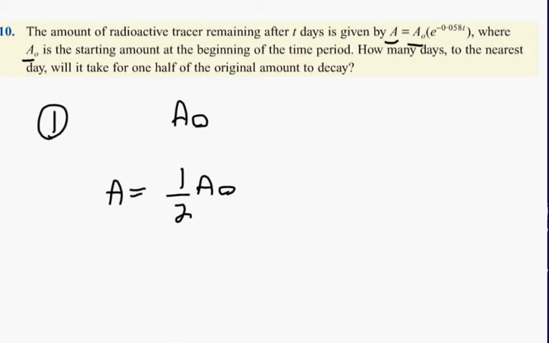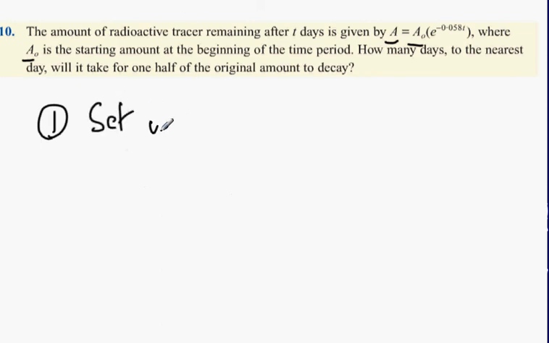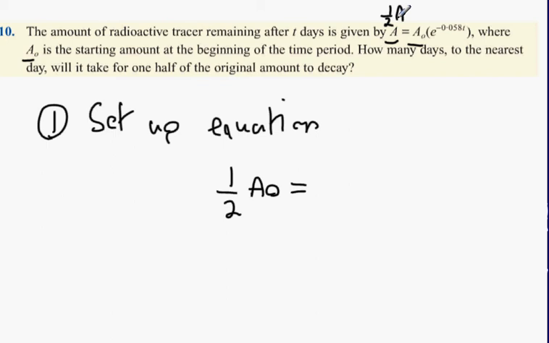So part 1 is setting up your equation. Setting up your equation varies from question to question. In this question it's going to be this: half of A0, which is A, equals A0 e to the power of minus 0.058t. Stop there.